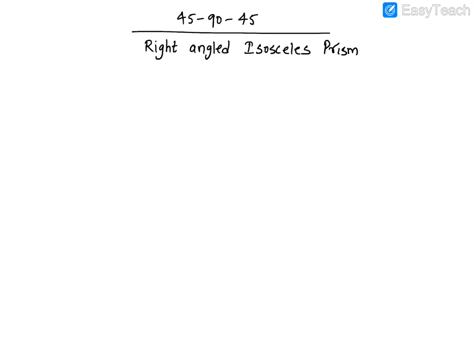Now these prisms are used for 3 different purposes. What are these prisms used for? The first purpose is that they are used for deviating a light ray through 90 degree. The second one is used to deviate a light ray through 180 degree.